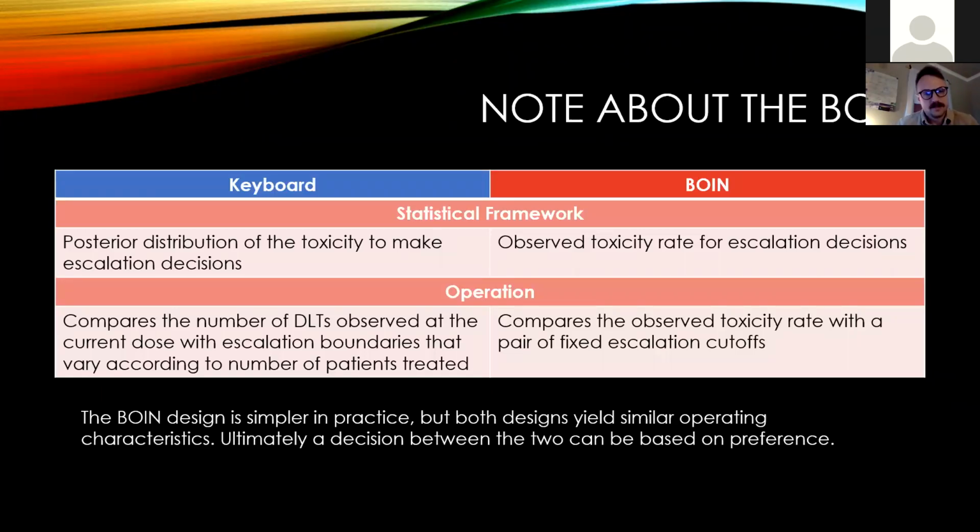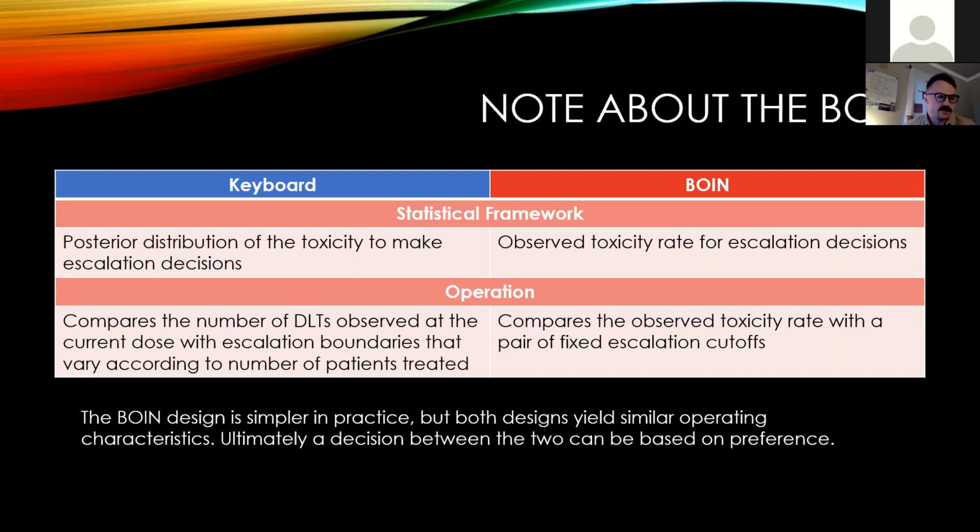So for those of you that attended the last talk about the BOIN, you might be wondering, what's the difference between the keyboard design and the BOIN? Statistically, in the keyboard design, we're looking at posterior distributions of toxicity to make escalation decisions, whereas in the BOIN, we're looking at the observed toxicity rate for escalation decisions. In terms of operation, for the keyboard, we compare the number of DLTs observed at the current dose with escalation boundaries that vary according to the number of patients treated. Whereas in BOIN, we compare the observed toxicity rate with a pair of fixed escalation cutoffs.